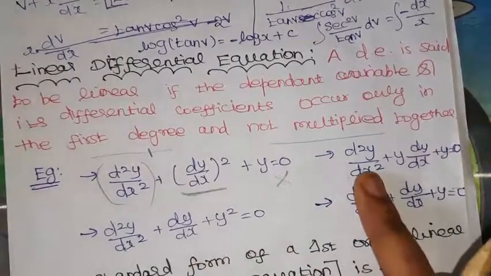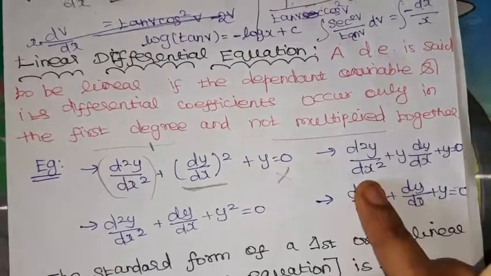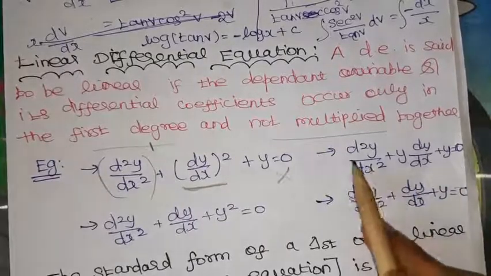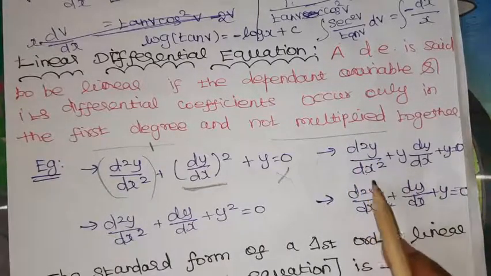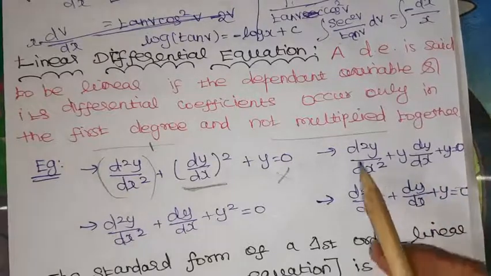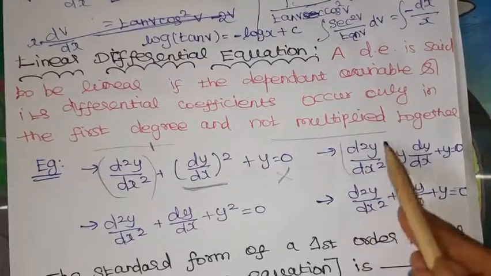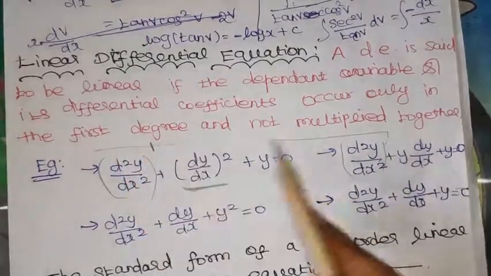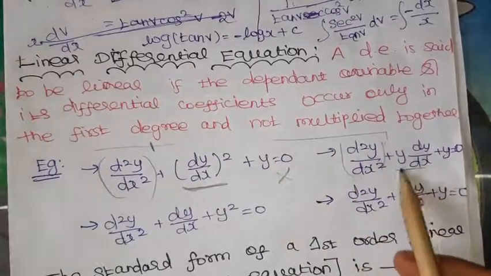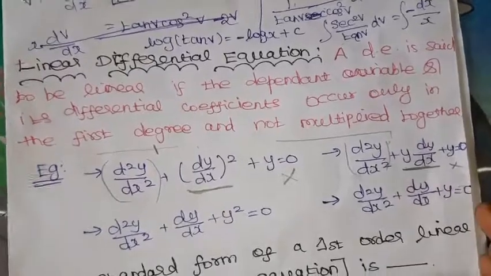Then the next example differential equation. See whether it is a linear differential equation or not. What is given? d squared y by dx squared plus y dy by dx plus y equal to 0. So what is the degree? It is the higher derivative. The degree is 1, so it is first degree. To check the multiplication, it is multiplied by y. So it is not a linear differential equation.